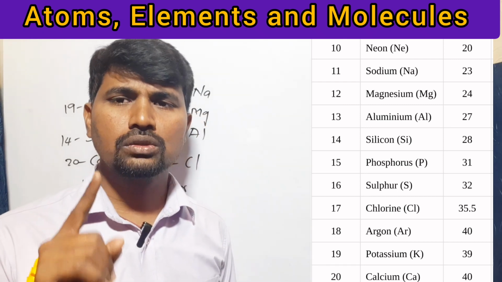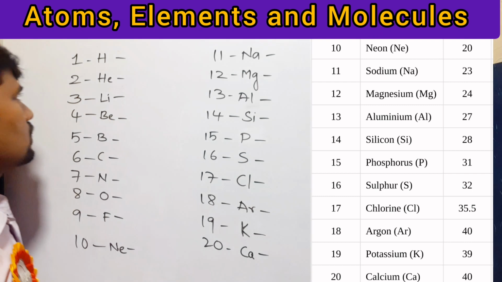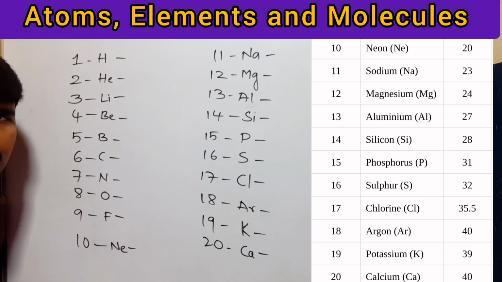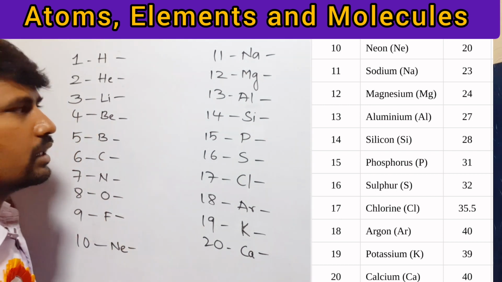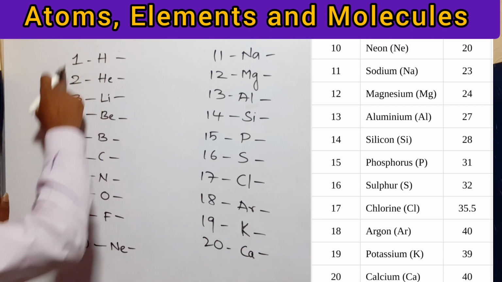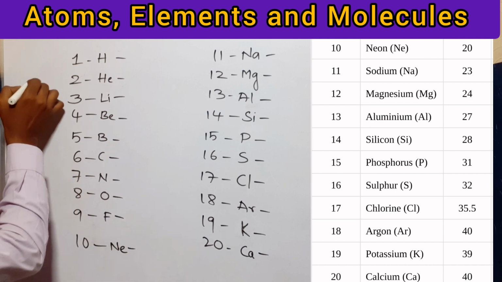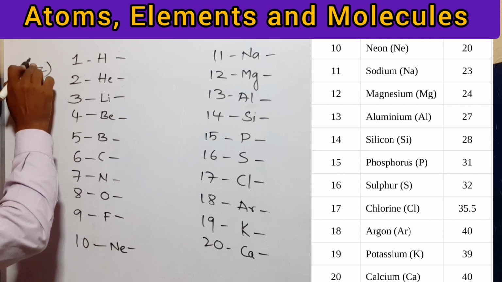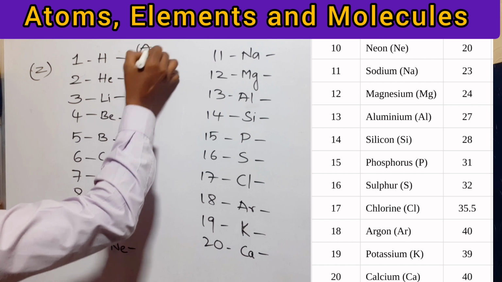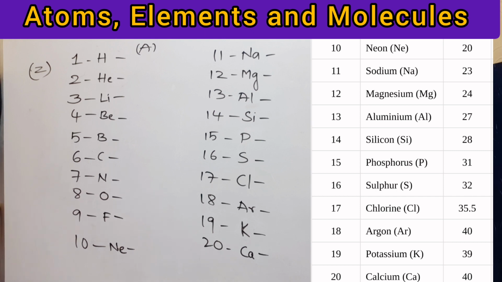Okay, let's go to the mass number. Yes children, see here 1 to 10 elements and 11 to 20 elements. Our target is 1 to 20 elements, by learning atomic number and mass number. This serial number is nothing but atomic number. Atomic number is denoted with capital Z. Am I right? Then mass number is denoted with capital A. You can see these values, I'll give on the screen also, the table, see carefully.